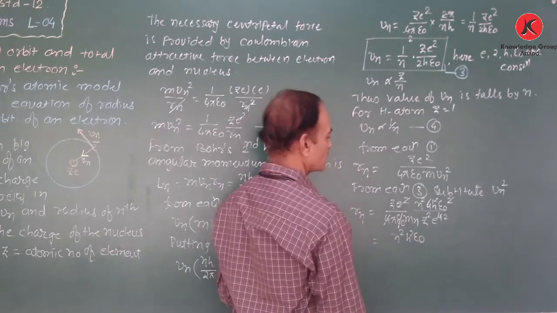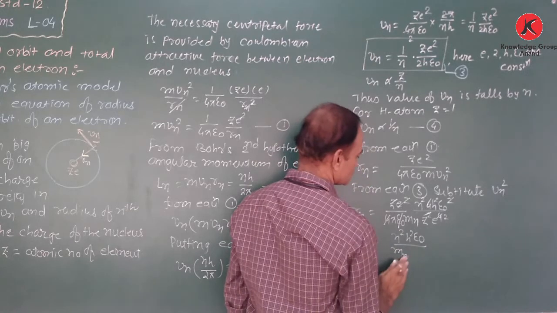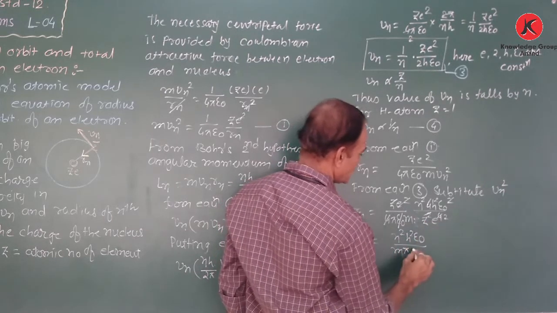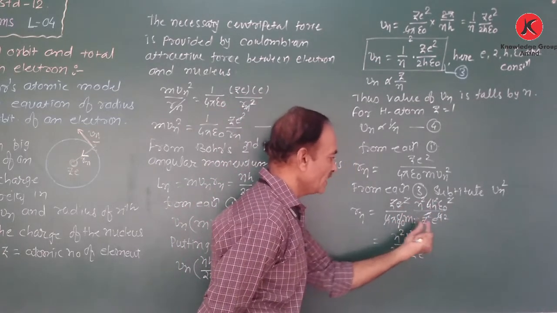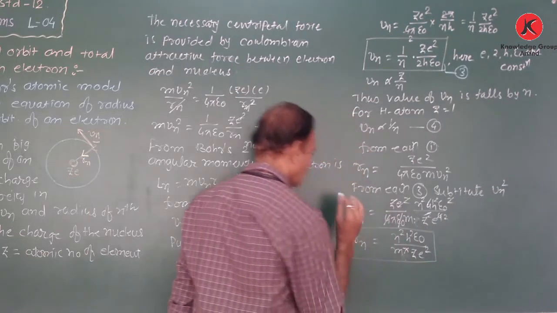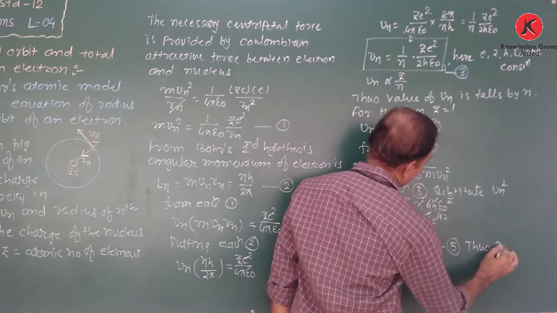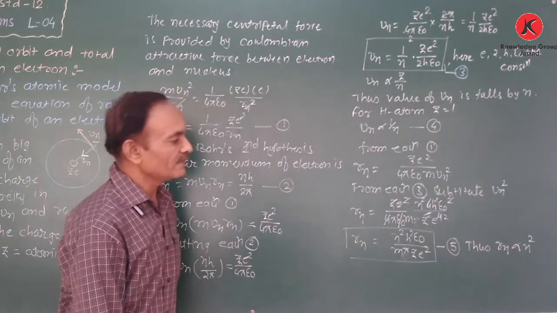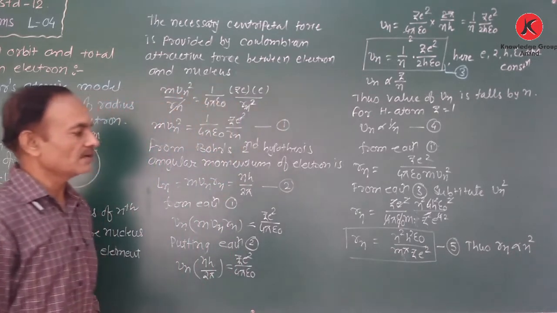epsilon 0 n square epsilon 0, Z cancels, upon m pi Z square. So remaining is n square h square epsilon 0 upon m pi Z square. There is the equation of radius of nth orbit. This is equation 5. Thus, radius Rn is directly proportional to n square. Right? So there is the equation of radius of the nth orbit.